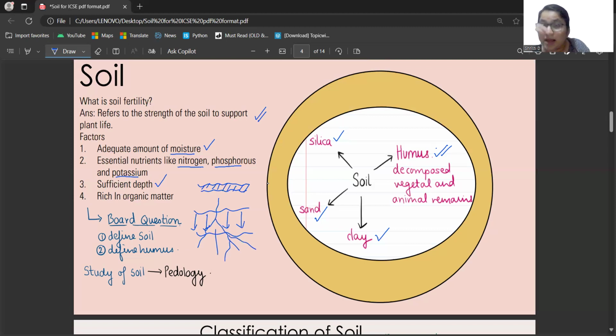Is that clear? And this has been asked in a previous year questions as well. I have included it over here. Define soil. Something as simple as that has been asked in your exam. Similarly, define humus. What is it? Decomposed vegetal and animal remains. That's it. Okay. And there are scientists who study this soil. इस soil को study किया जाता है. Okay. And that is called as pedology.